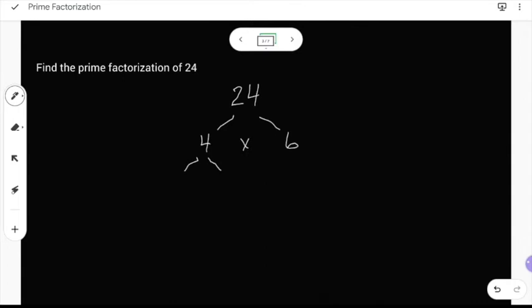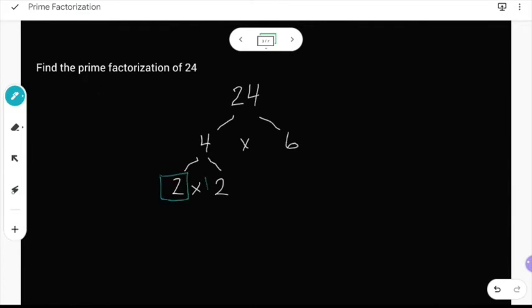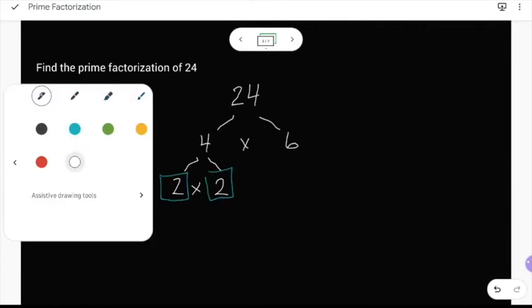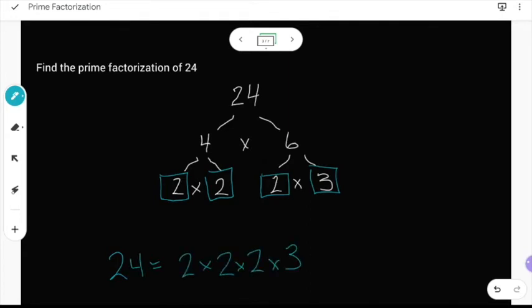So 4, I could write as 2 times 2. Well, those guys are now both prime. And 6, as we saw in the last slide, I could write as 2 times 3. Those are both prime numbers, so we put a box around them. And once again, 24 is equal to 2 times 2 times 2 times 3. It's still the same prime factorization, even though I drew a different factor tree or prime factorization tree.